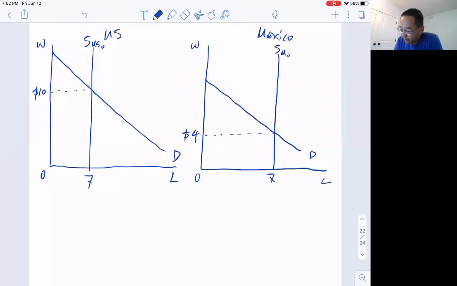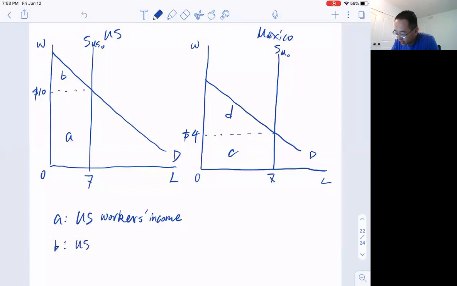the area above. So let's call this area A, and let's call this area B, and then let's do area C and area D here. So for A, this is U.S. workers' income, right? That's how much workers are making. 7 million workers making $10 each. That means they make $70 million per hour. So that's what A is. B is the U.S. capital owners' income.